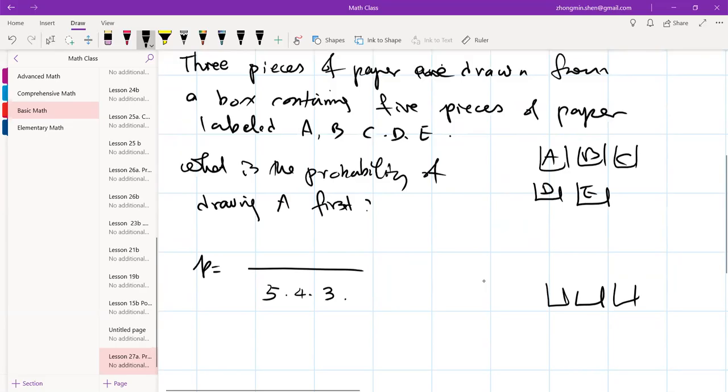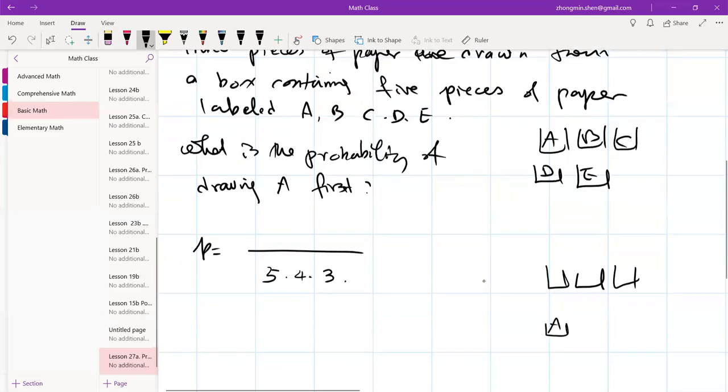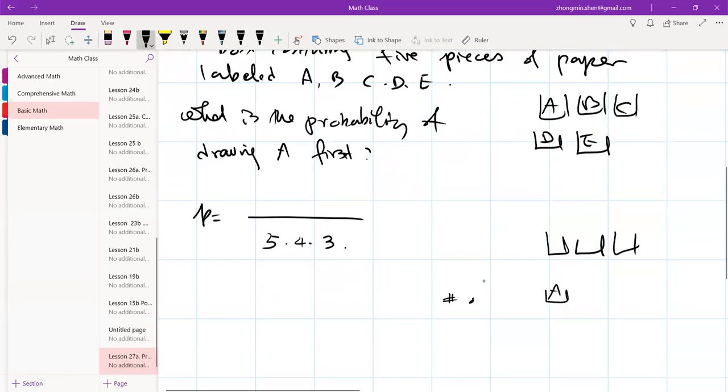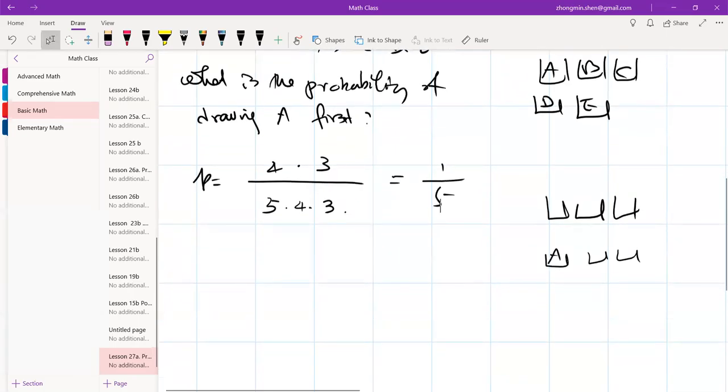Then you want to make sure the desired outcomes have the first one as A, so there will be A, no choices. A is already fixed. You pick up A. This is the desired outcomes. Then for the second and third one, you can choose any of the 4, then you have 3 left, so 3 choices. After simplifying, you get 1/5, not 1/3. So here it's 5 choices, 4 choices, 3 choices, and here 4 choices and 3 choices. So the ratio of the products is going to be 1/5.